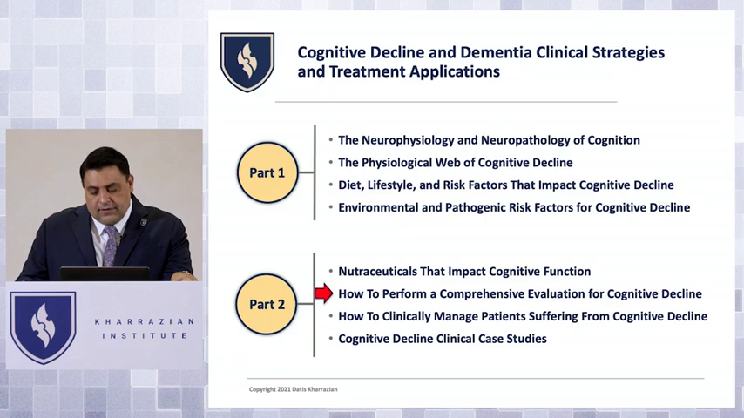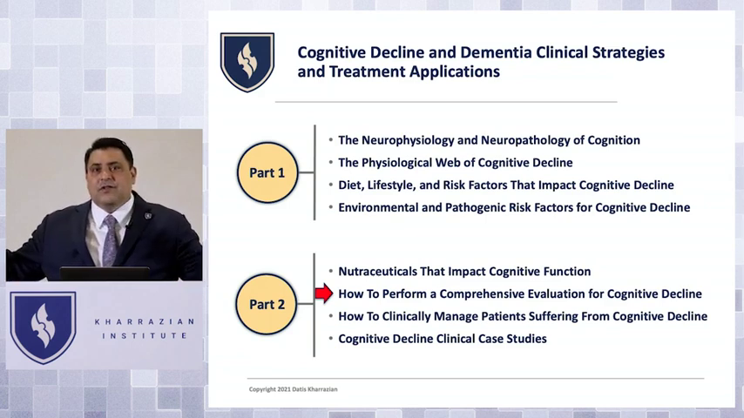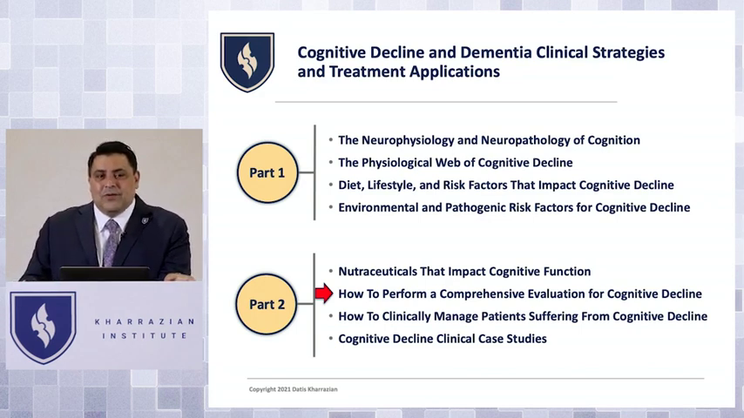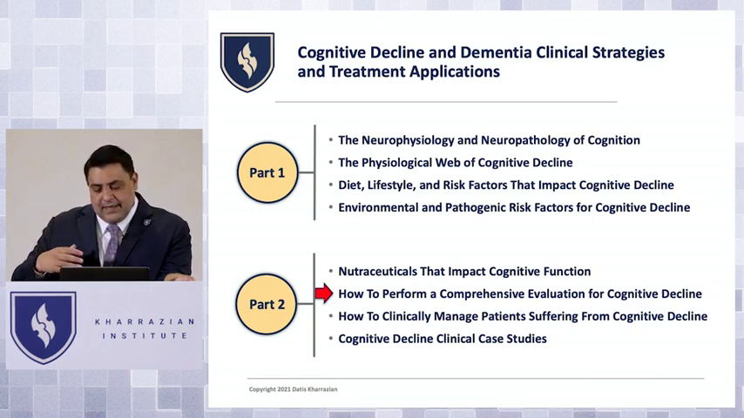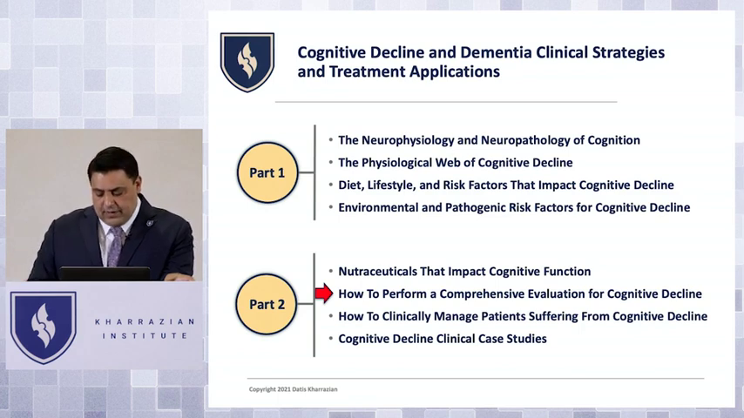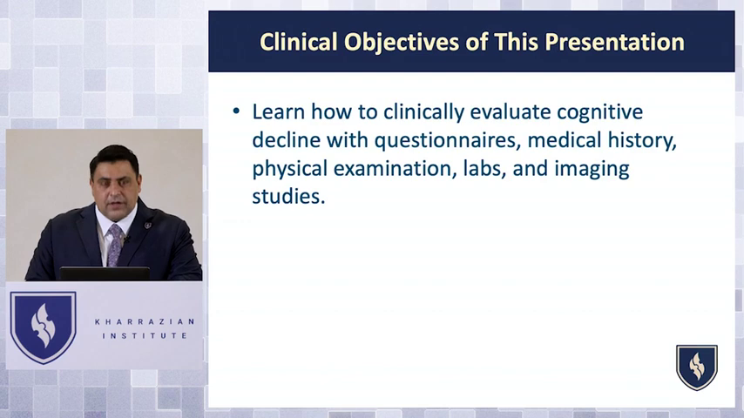And one of the difficulties of teaching this topic is, we're going to talk about a neurological exam, but we can't teach how to do a complete neurological exam in an hour and a half, or even in a weekend, and it takes a lot of time, or how to do a thorough, complete functional medicine workup and laboratory workup. So I can just highlight bits and pieces of it, and the greater understanding you have with your own background with certain areas, the more thorough you can be with your evaluation. But at least I want to highlight the key things that you need to do when you're working up a patient with cognitive decline. So the clinical objective of this presentation is to go over how to clinically evaluate cognitive decline with questionnaires, medical history, physical exam, labs, and imaging studies.